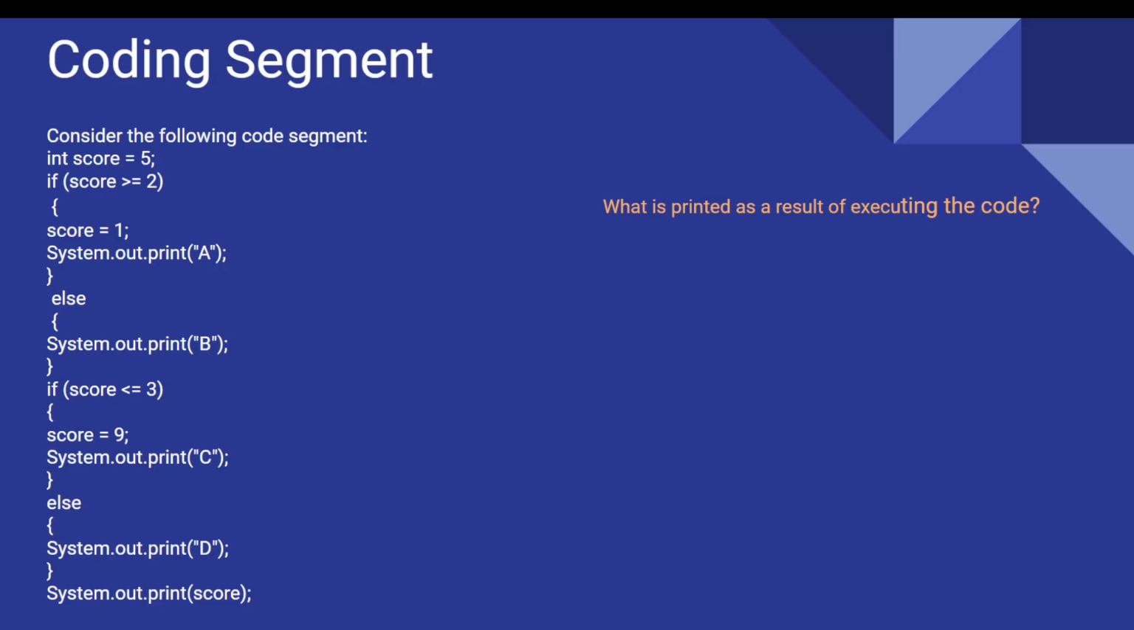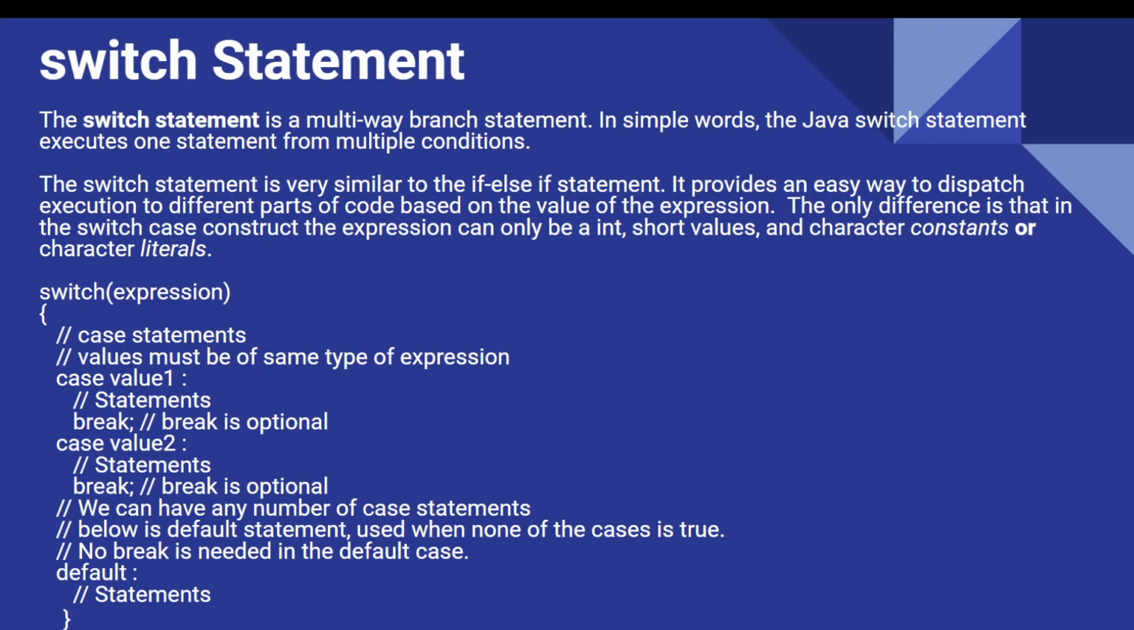Now let's move on to the next conditional statement, which is the switch statement. The switch statement is a multi-way branch statement. In simple words, the Java switch statement executes one statement from multiple conditions. The switch statement is very similar to the if-else if statement. It provides an easy way to dispatch execution to different parts of code based on the value of the expression. The only difference is that in the switch case construct, the expression can only be an int, short, byte, or character constants or character literals.